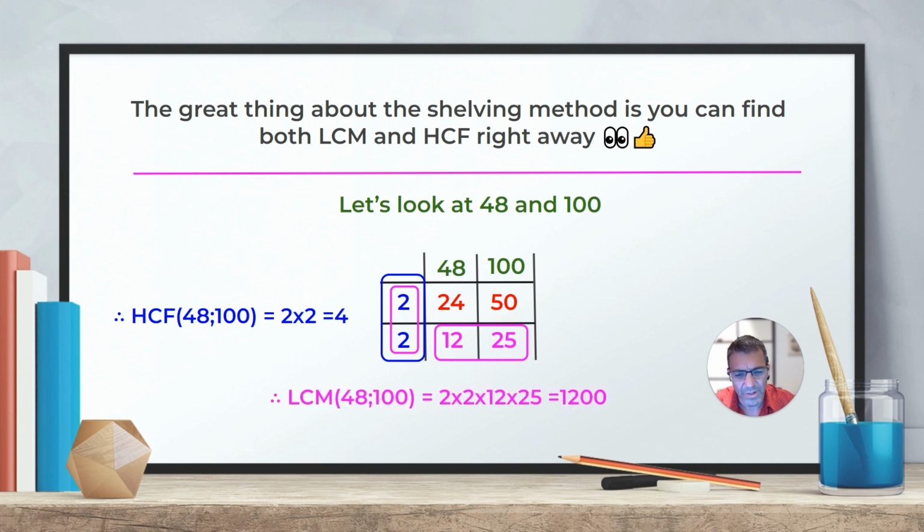So the lowest common multiple of 48 and 100 is actually 2 times 2 times 12 times 25. Now 2 times 2 is 4, 4 times 25 is a block of 100. And then 100 times 12 is 1200. So 48 will go into 1200, and 100, of course, will go into 1200. We can practice this and try another question.